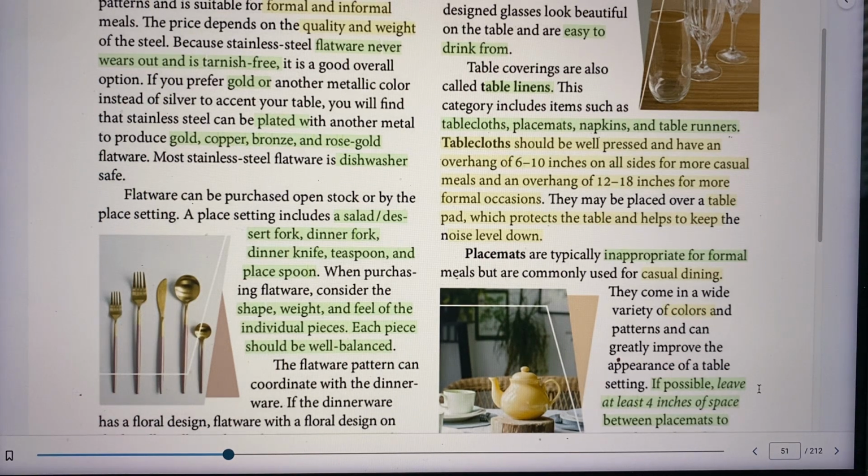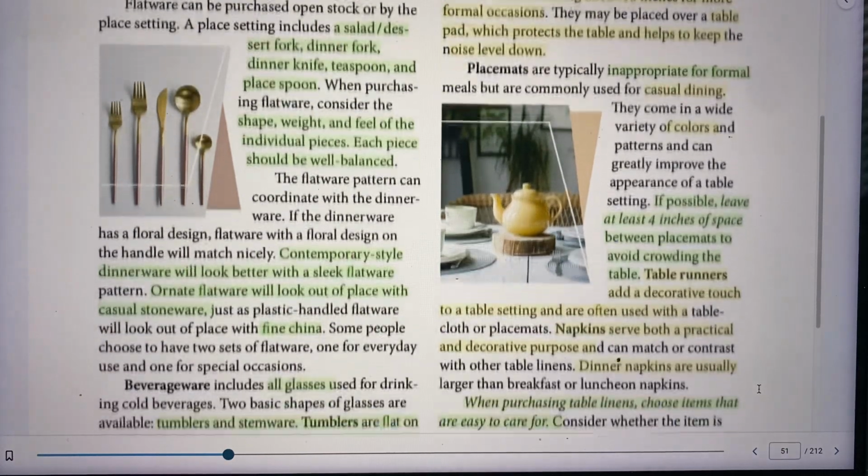And they may be placed over a table pad. When you just have a table and you put a tablecloth over it, it's going to slip around. So a lot of times they have table pads that you can buy or even rent for the occasion, and you put that on, and then you put the tablecloth over the table pad. So when you put the dishes down, it's a very comfortable pad underneath the tablecloth. It's pretty nice.